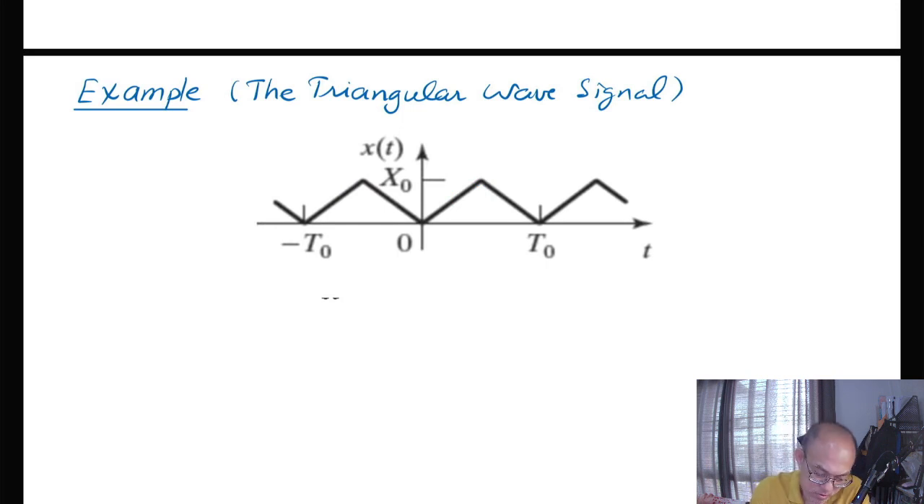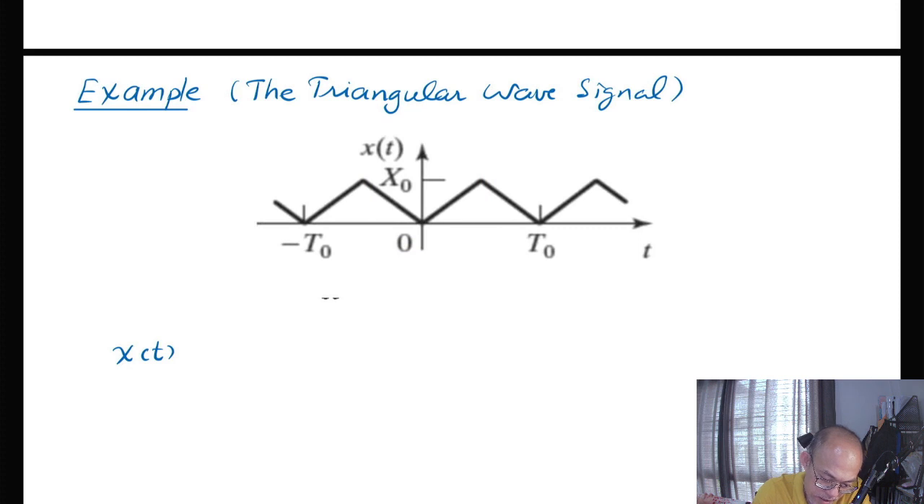So let's write down the mathematical expression for x. From the graph we have x(t). So let's consider only one period. So the one period here, I'm gonna start at minus t0 over 2 until t0 over 2. So that is one period. You can start at 0, but if you start at 0, you have to end at t0. But I'm not going to do that. I'm going to start at this time until this time.